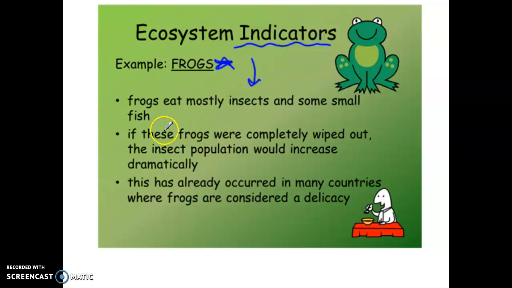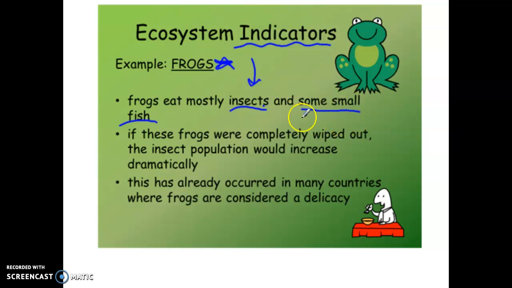So frogs eat mostly insects and small fish, right? So if frogs were completely wiped out, the insect population would increase dramatically. So not only do they monitor the indicator species that they've chosen, but also the repercussions of that, or how it affects other living things. So imagine the frog population did go down. Okay, well, all of a sudden, the insect and small fish populations are going to go up because there are not as many frogs eating them.